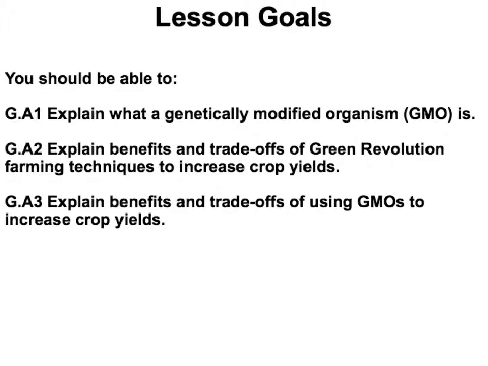First, you should be able to explain what a genetically modified organism is, and we're going to be calling those GMOs. You should also be able to explain the benefits and trade-offs of something called the green revolution. Those are some farming techniques used to increase crop yields. And you should be able to explain some benefits and trade-offs of using genetically modified organisms to increase crop yields.